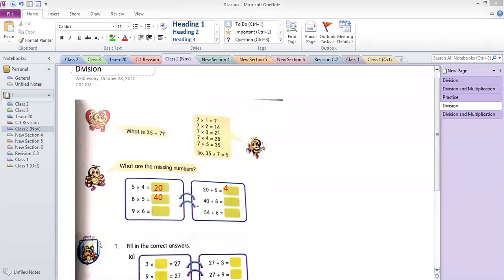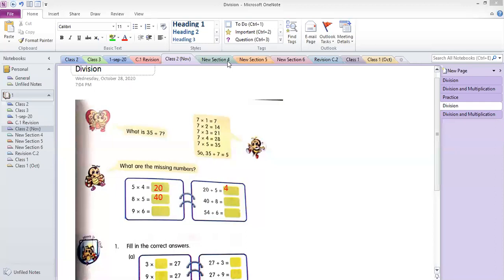Okay, if I ask you 40 divided by 5 equals to what then? The answer will be 8. Because you know if you multiply 8 by 5, you will get 40. So if you divide 40 by 5, the answer will be 8. If you divide 40 by 8, the answer will be 5. Okay, very good.